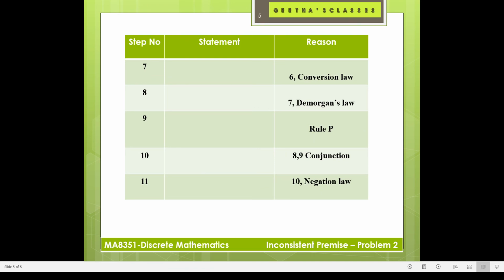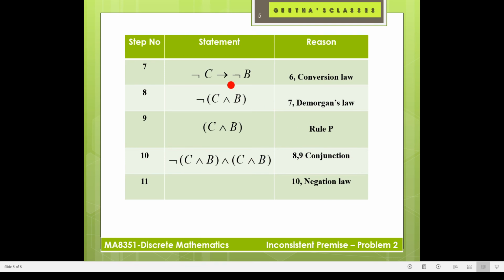We are continuing with the sixth step. Using the sixth step, we apply the conversion law, and we have written the statement as negation C or negation B. Using the seventh step, we apply De Morgan's law. De Morgan's law means we take the negative sign outside, so not C or not B becomes not of C and B. For this, again we apply the given premise, that is rule P. We have taken the given premise C and B, that is rule P.